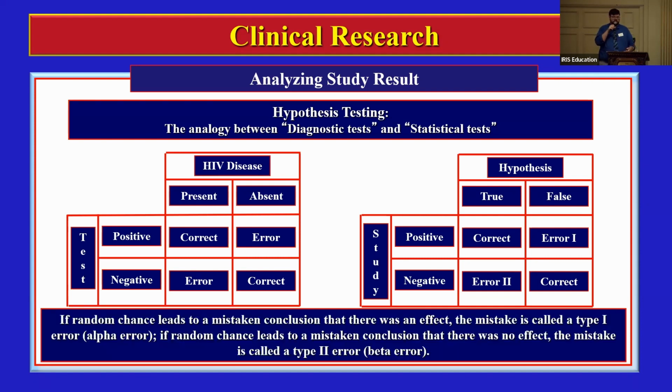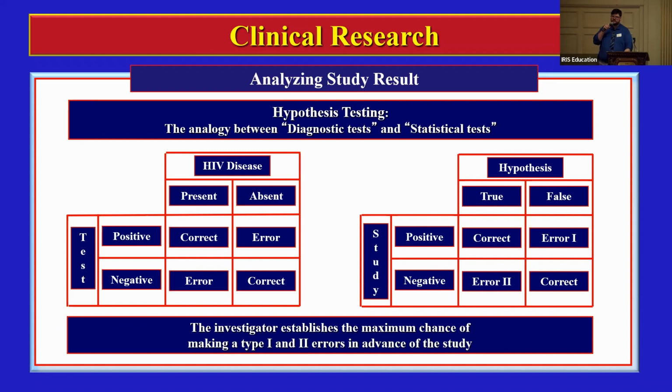However, we could be making type 1 or type 2 error. If random chance leads us to the mistaken conclusion that there was an effect, that's a type 1 error. You can think of that like a false positive for a diagnostic test. If it leads us to the mistaken conclusion that there was no effect, that's a type 2 error, and you can think of that as a false negative. So it's very similar to a diagnostic test in that regard.